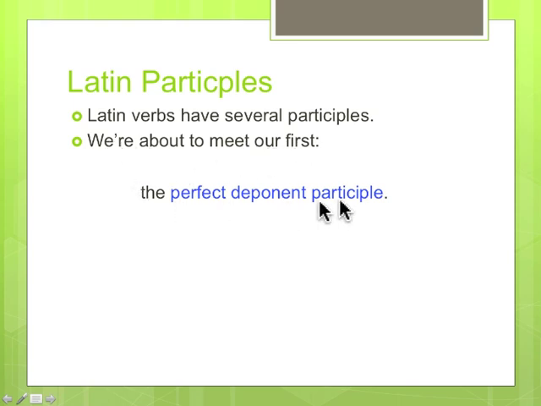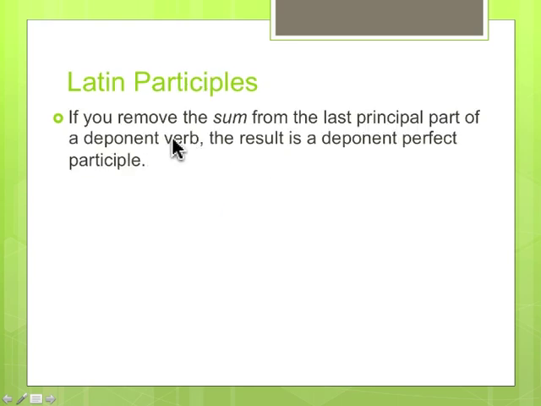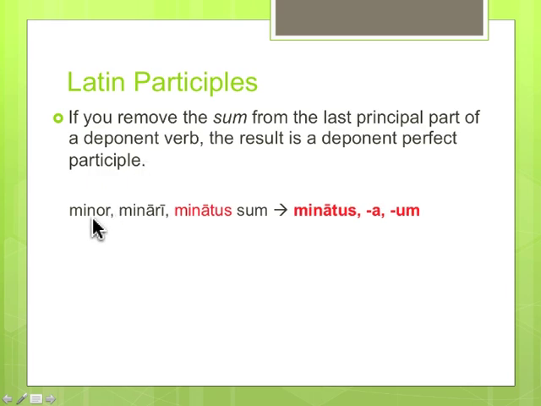It's the perfect deponent participle. It's really easy to form. If you remove the sum from the last principal part of a deponent verb, the result is a deponent perfect participle. Here's an example. For the verb minor, minari, minatus sum, if we remove the word sum from this last principal part, we get the form minatus. And it turns out that minatus is a participle. And written out fully, it's minatus, minata, minatum, because it's actually an adjective of the first and second declension, just like multus, multa, multum. This is really just its masculine form here.